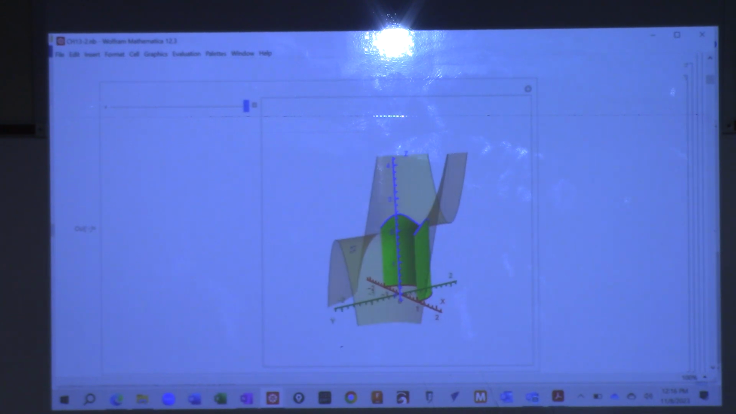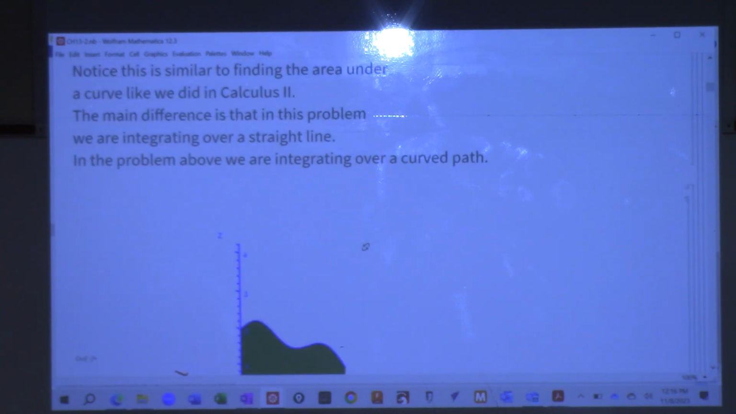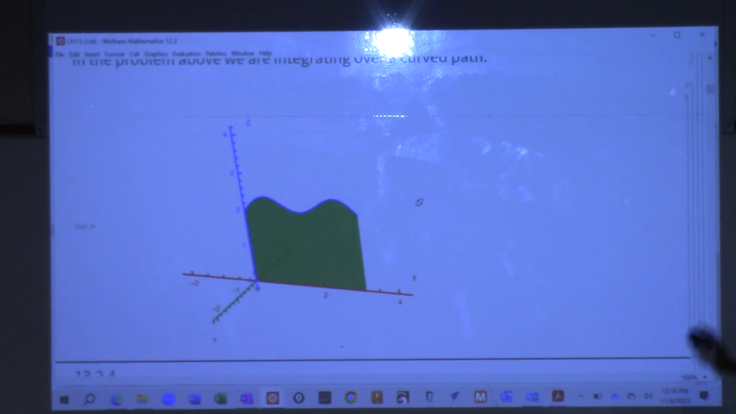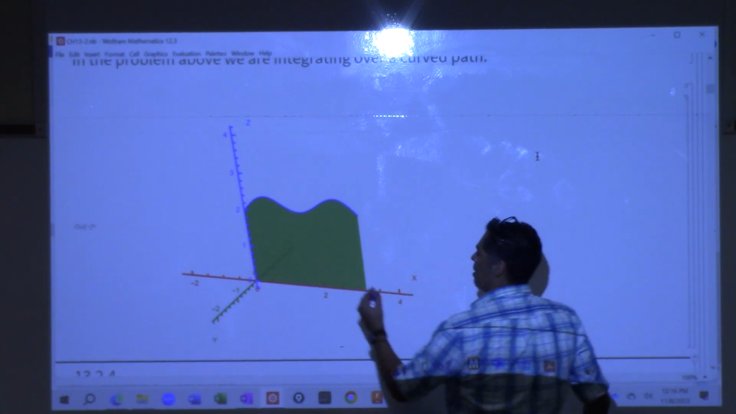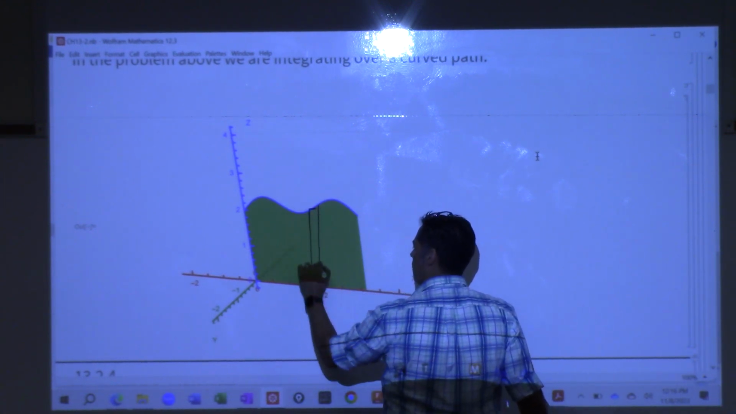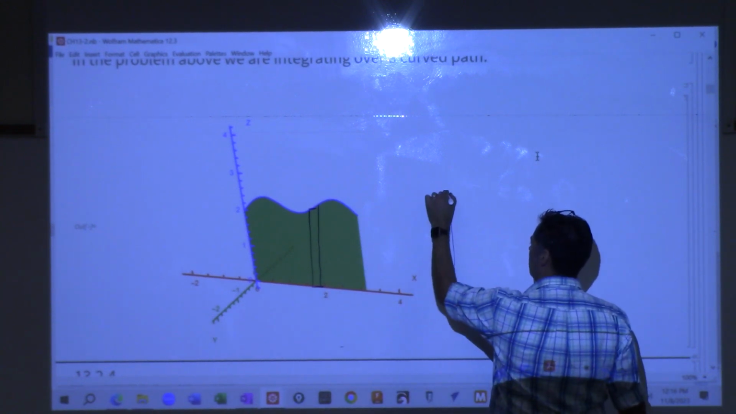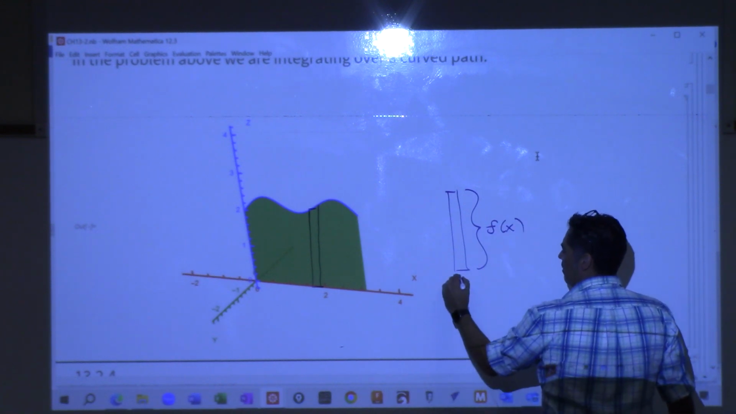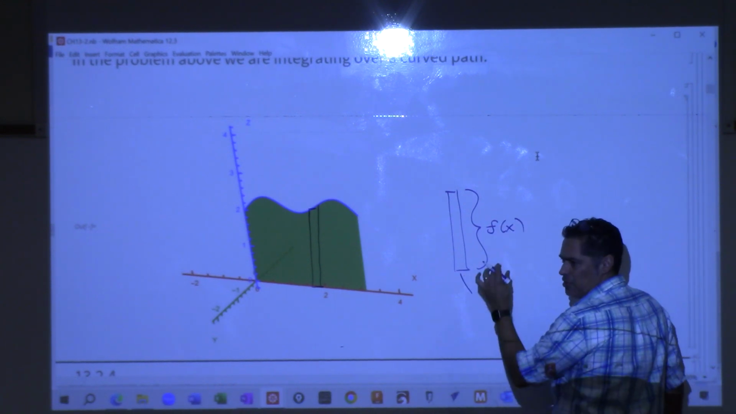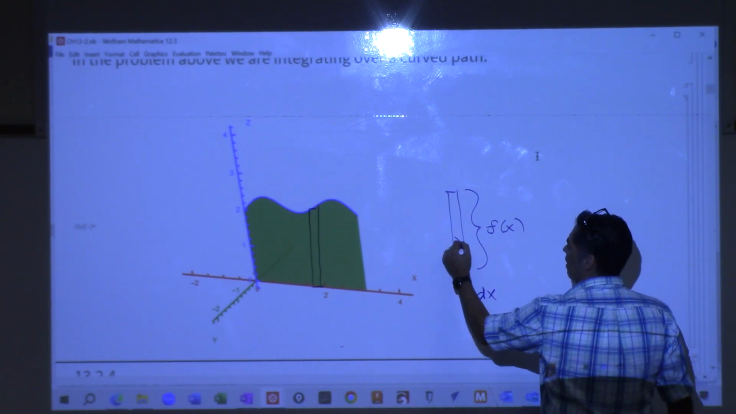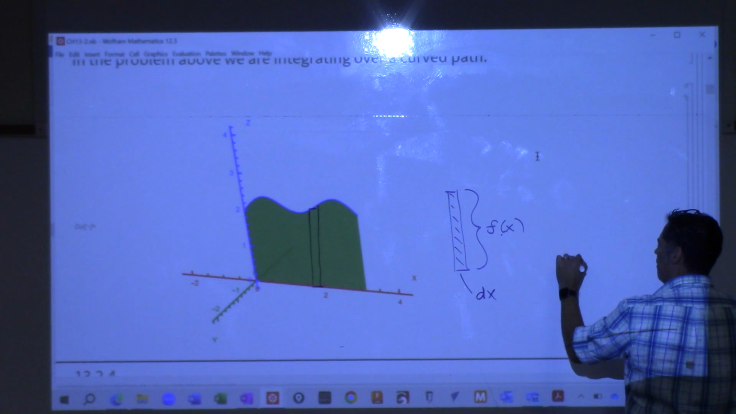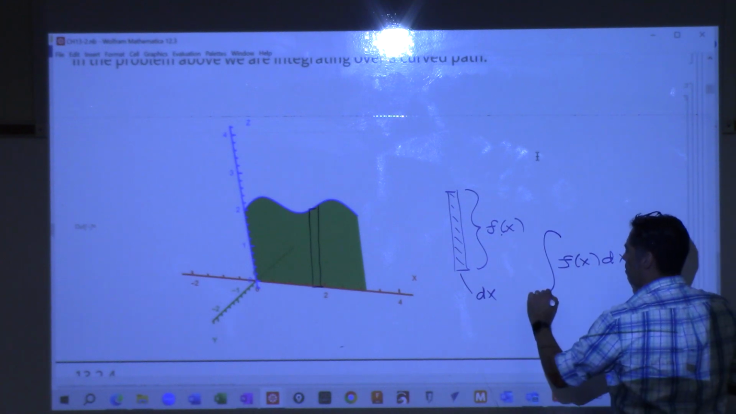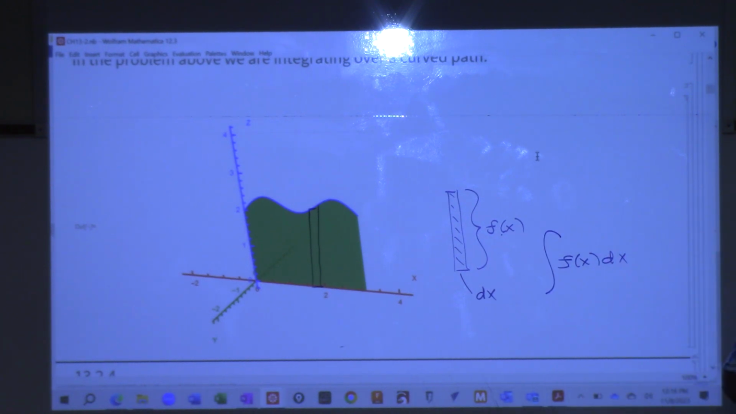So we're going to go back to Cal 2. When we were in Cal 2, how did we find areas? What was the geometry behind this? We cut it into a bunch of rectangles. For each rectangle, the height was just the function's value, and the width we called dx, or change in x. The area of one of those was just these two multiplied, f of x dx. That gives you the area of one, and then we use the integral to add them all up. That's what Cal 2 is about.